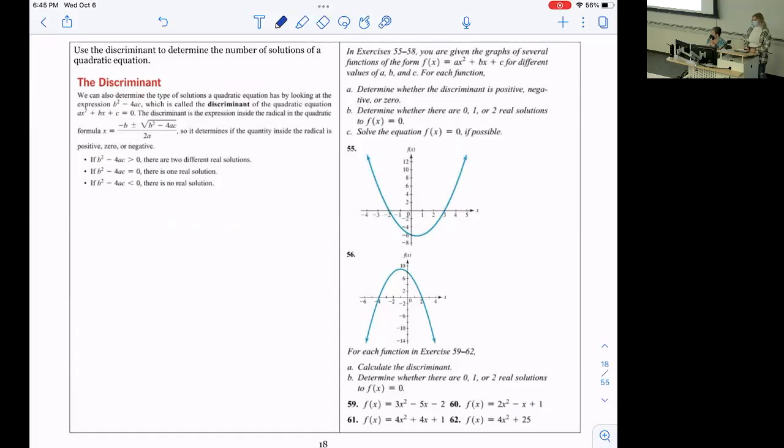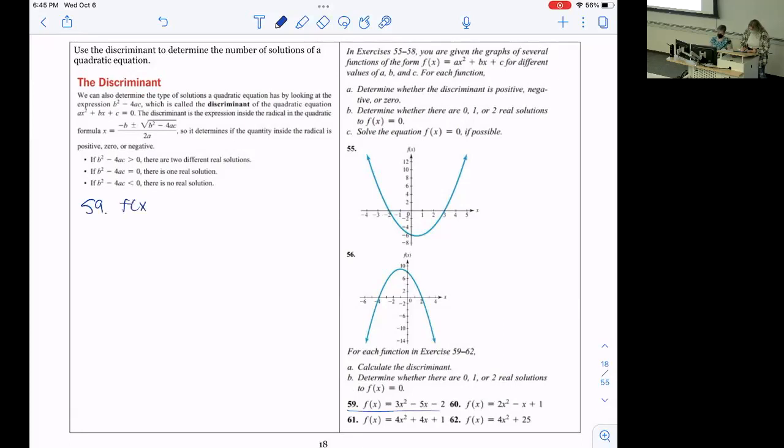Does anybody need to see any of these questions, 55 through 62, determining how many solutions there are, and whether the discriminant is positive, negative, or zero? Yes. I guess we could do any of them. Thank you, Felicia. We'll look at one of the ones down here so that we can go through it with an equation. So we'll do 59.